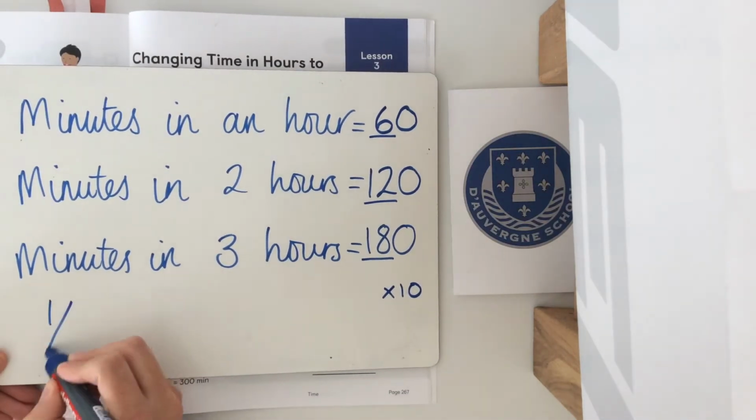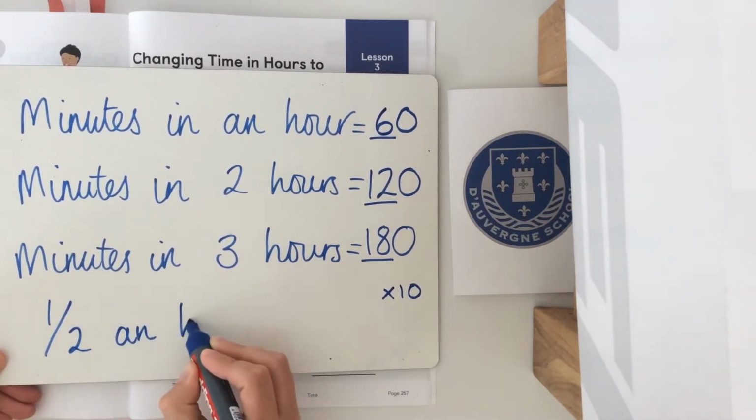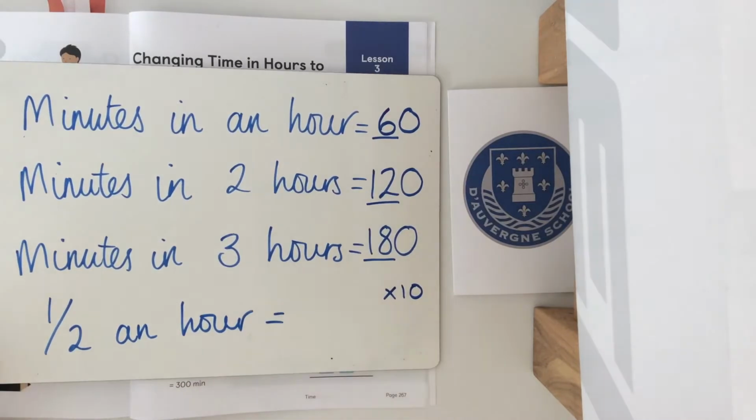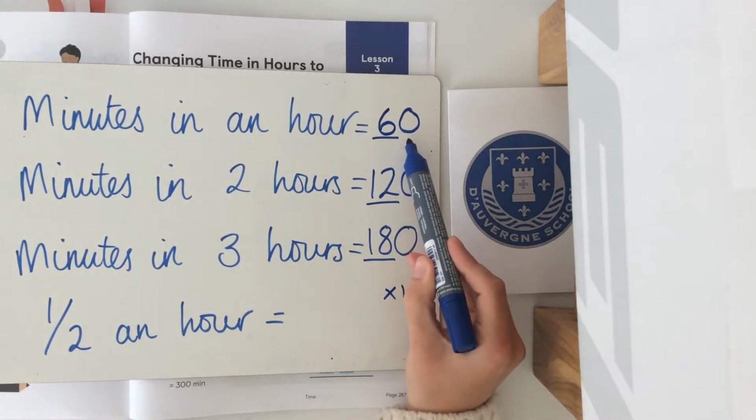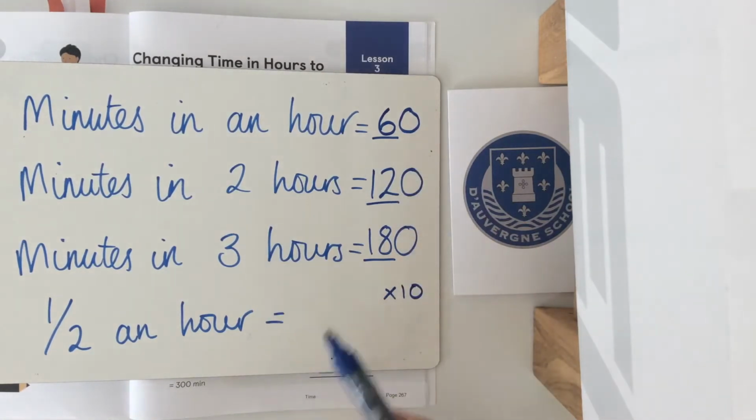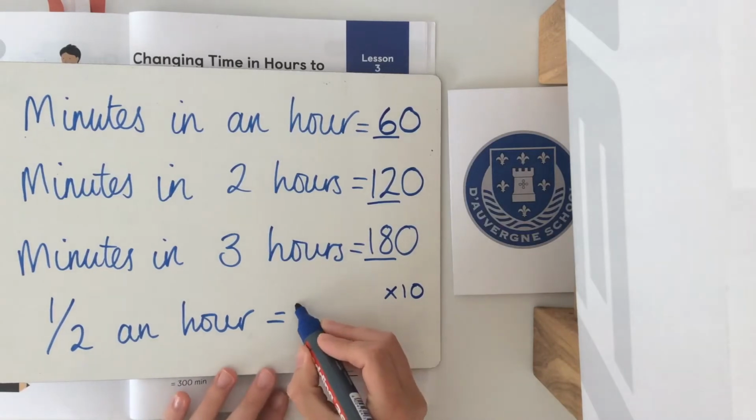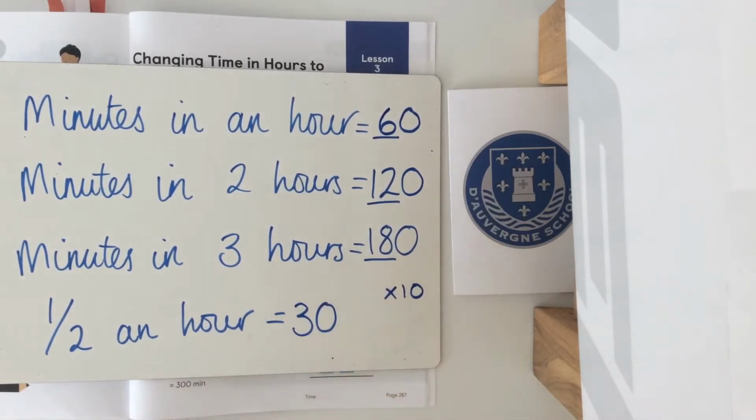So how many minutes would be in half an hour? If there's 60 minutes in 1 hour, in half an hour you need to half that, which means there's 30 minutes in half an hour.